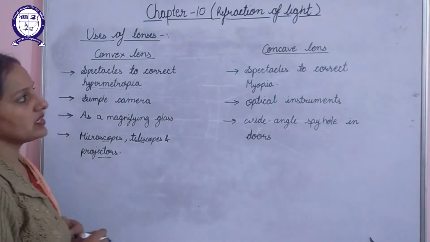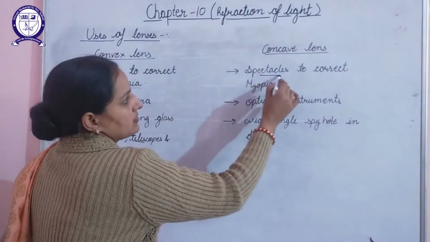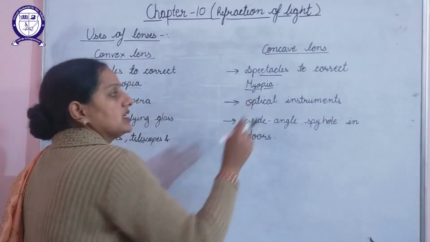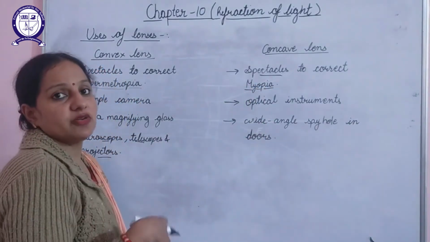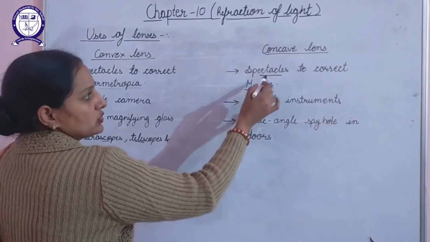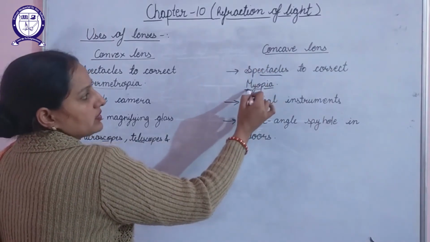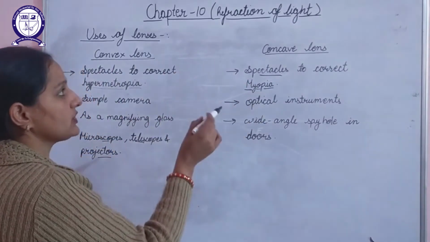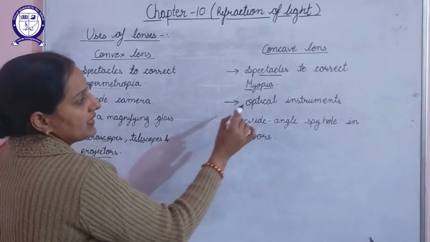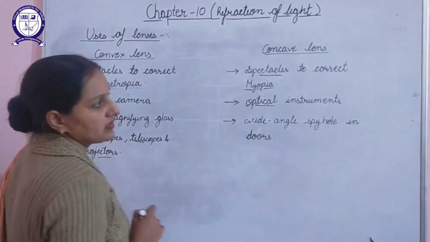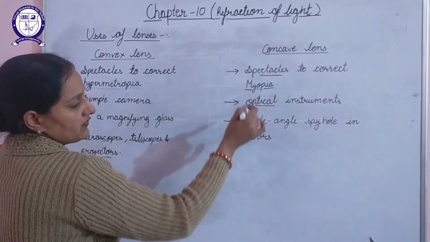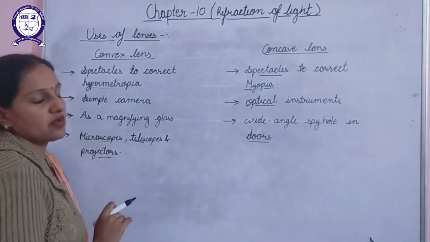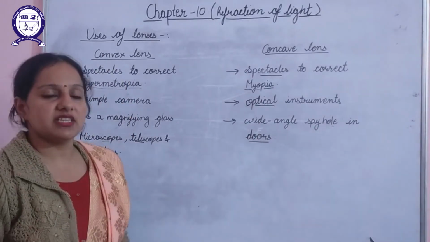If we talk about concave lens, it is used in our spectacles to correct myopia. Myopia is a defect of vision in which farther objects are not clearly visible to us. So concave lens is used to correct such defects. Next, concave lens is used in combination with convex lens in some high quality optical instruments. Then concave lens is used as a spy hole in doors. So these were a few uses of concave and convex lens, and with this we finish this part.